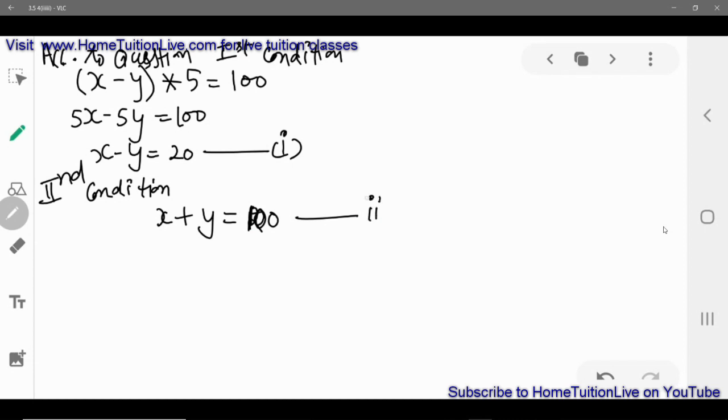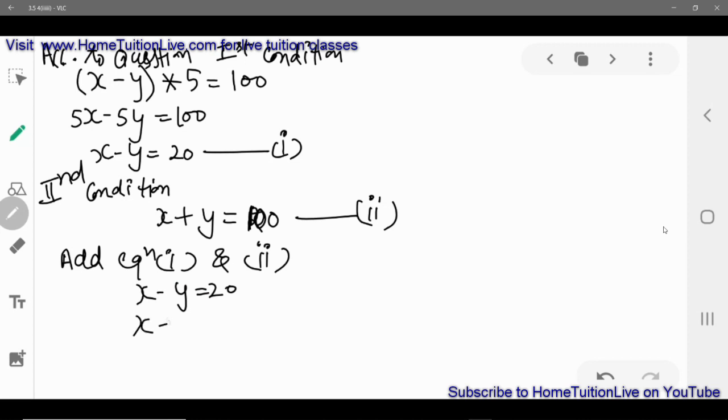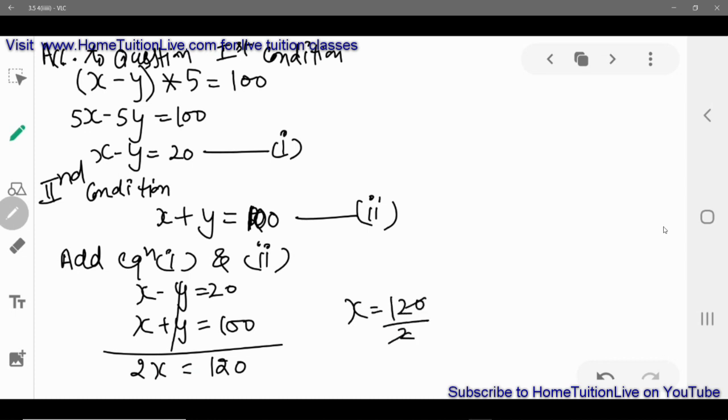Now we will solve these equations. Add equation 1 and 2. x minus y is equal to 20. x plus y is equal to 100. Then y cancels, and we get 2x is equal to 120. So x is equal to 120 upon 2, that is x is equal to 60.